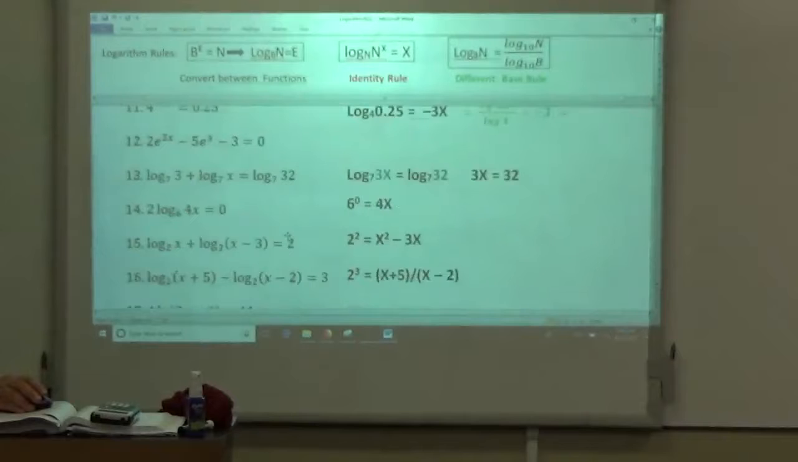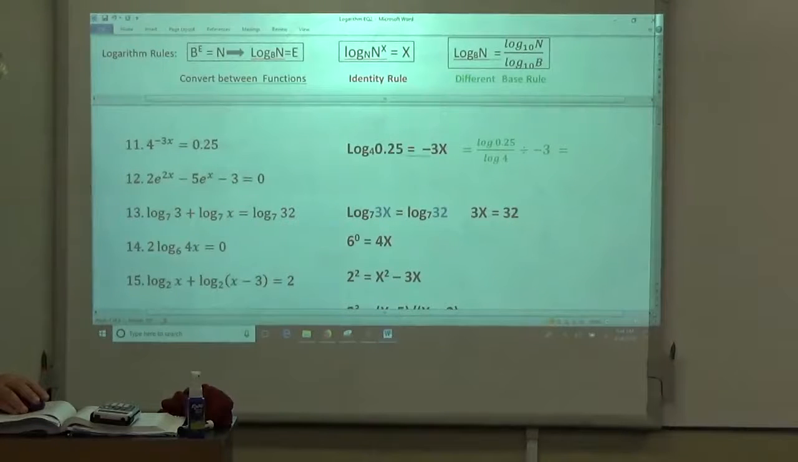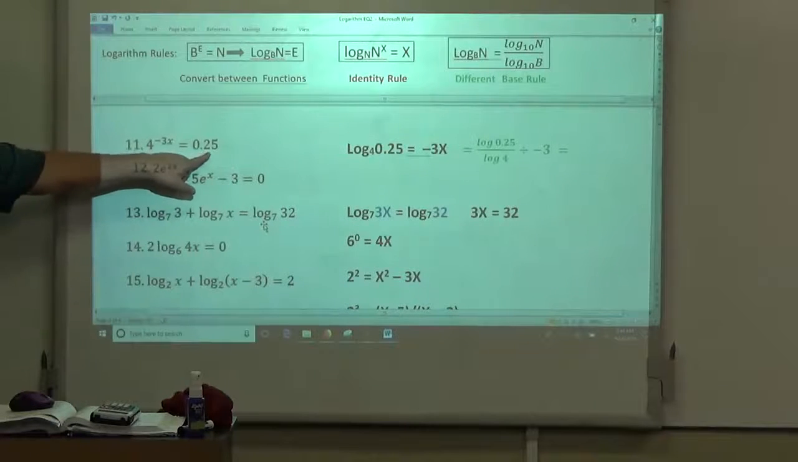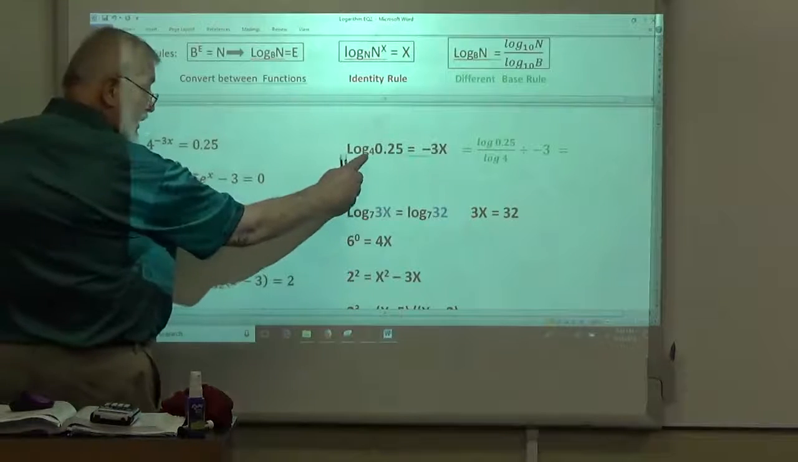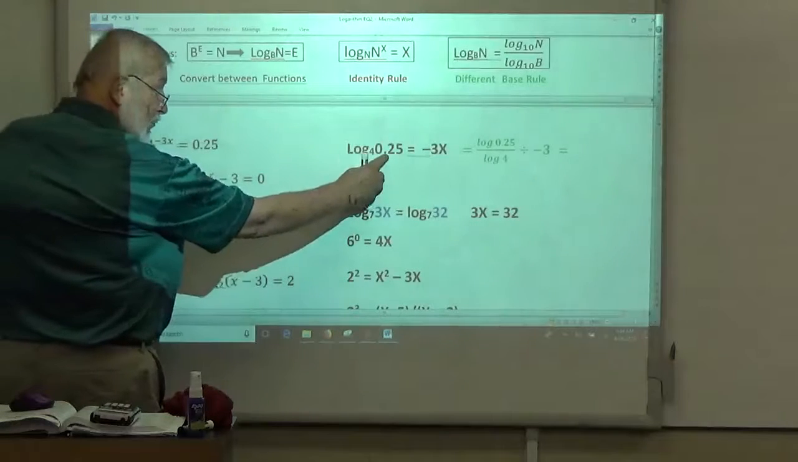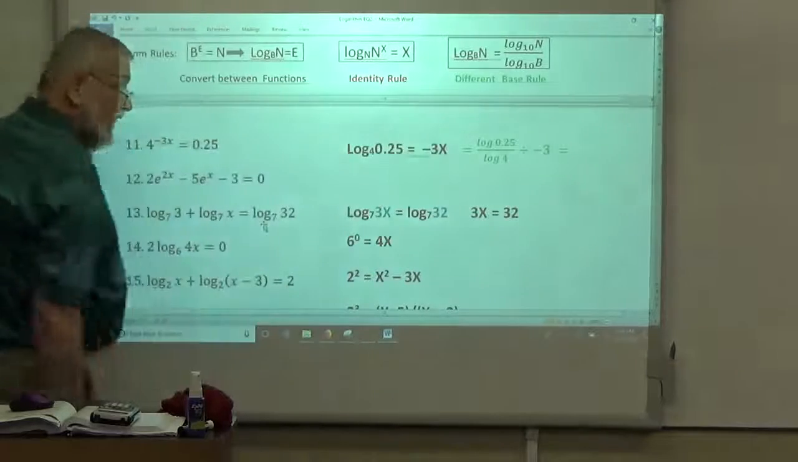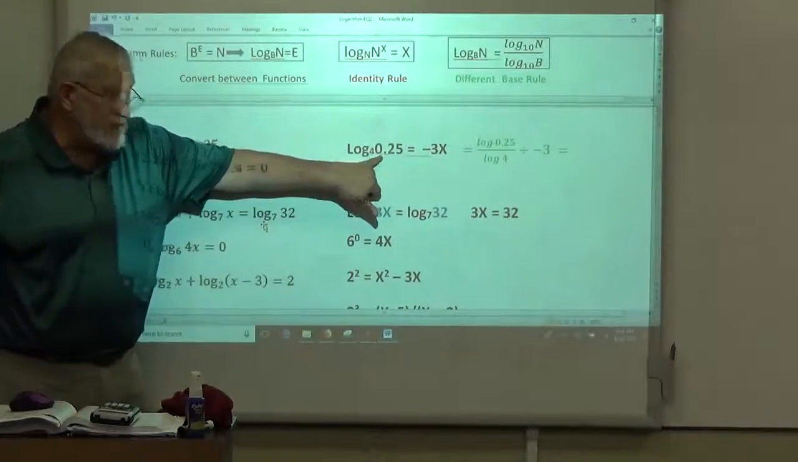Now I've got several sets of these, so don't think we're going to run out. Okay, now what do you see here? By definition, log base 4 of 2.5 equals -3, right? All right, log of 0.25 equals -3x. Now, this is a number.